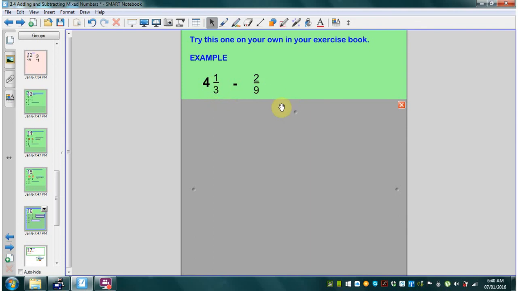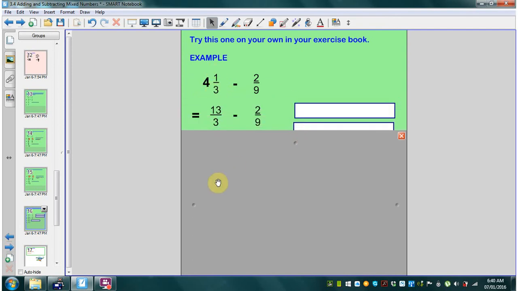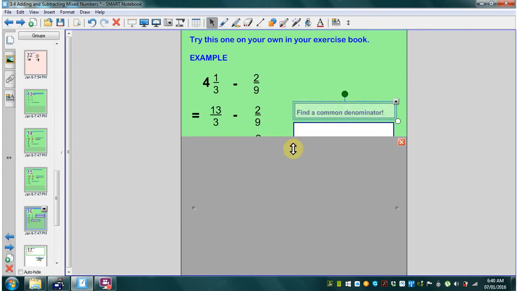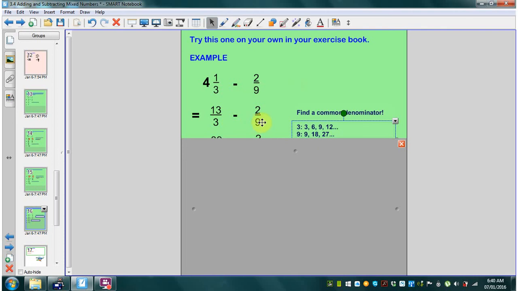Okay, so by now you should have this one attempted. So the first step is to change this. 3 times 4 is 12. 12 plus 1 is 13. 13 over 3. Okay, you find your common denominator. Common denominator is 9. So to change this to 9, we have to multiply it by 3, which means we have to multiply the top by 3. So that would make this 39 over 9.